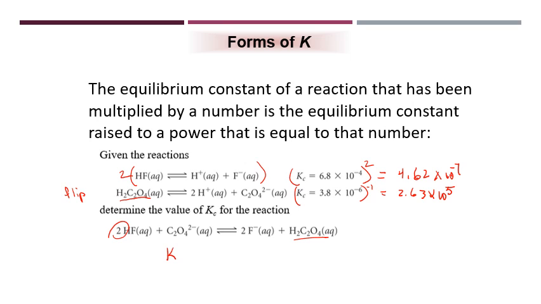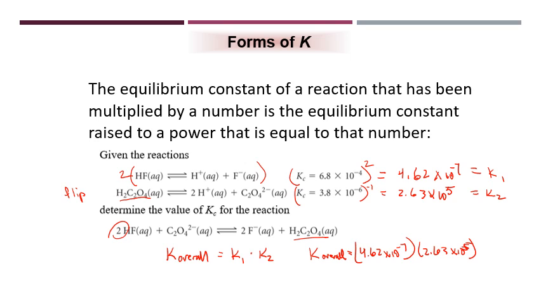So in order to figure out my K for the overall reaction, I'm just going to say that this is my K1 and this is my K2. So I'm just going to multiply those values together. And so my K for the overall reaction would be equal to 4.62 times 10 to the minus 7th multiplied by 2.63 times 10 to the positive 5th. And when we do that, that gives us an overall K that would be equal to 0.122.